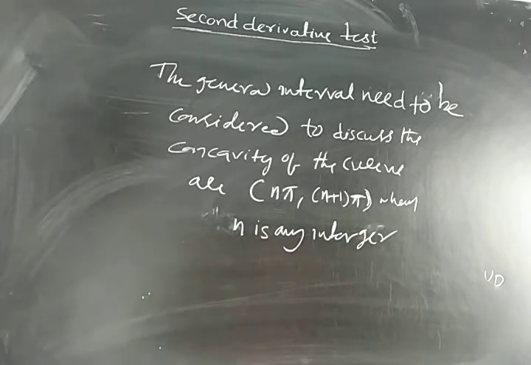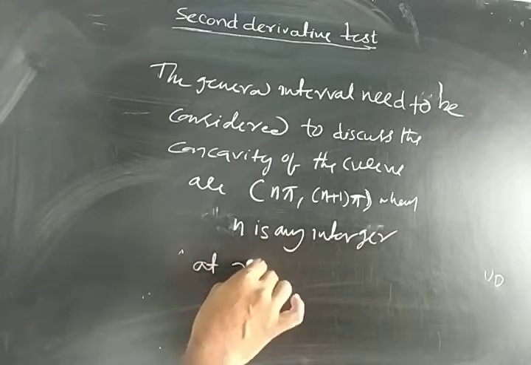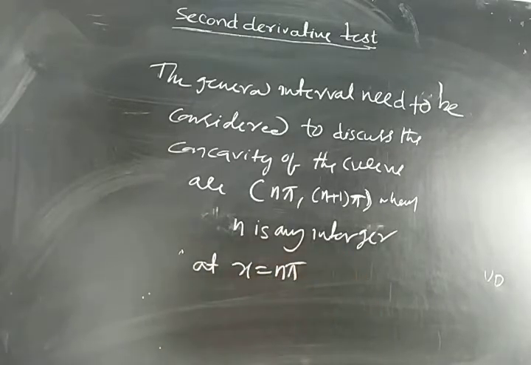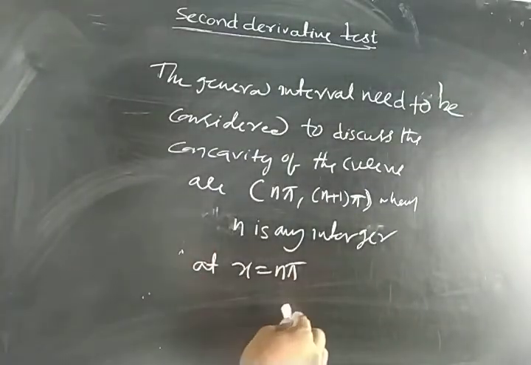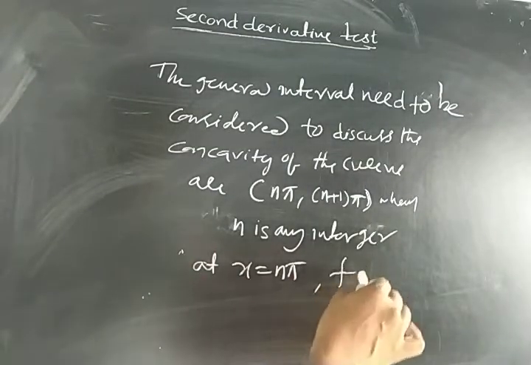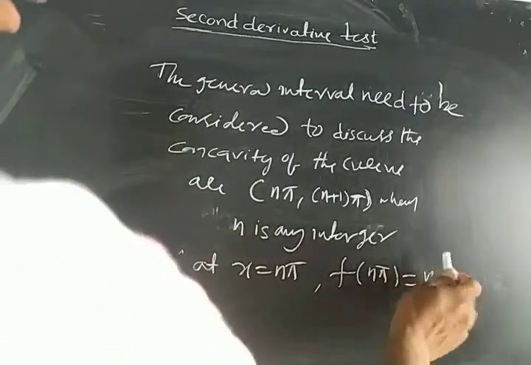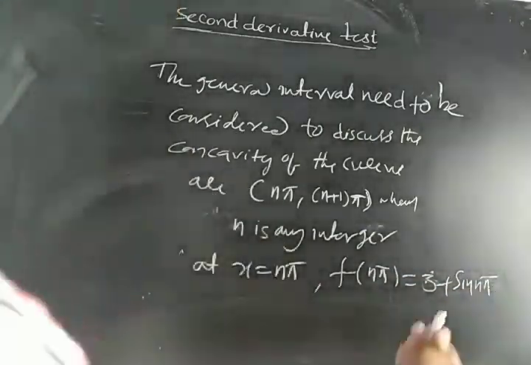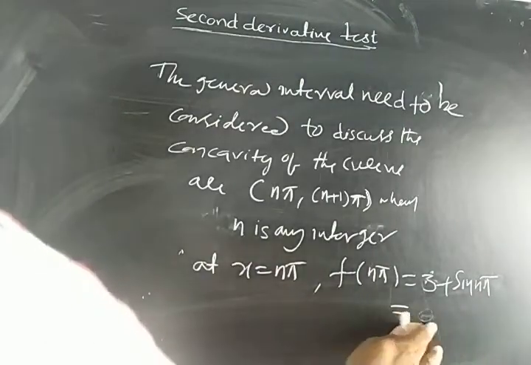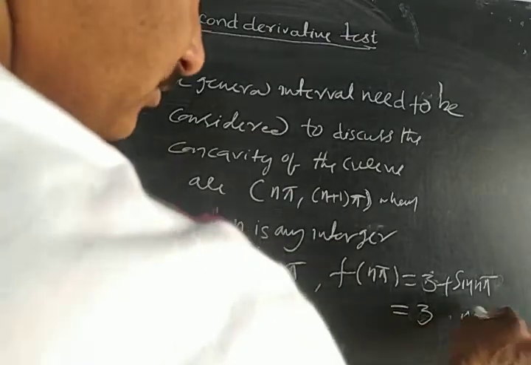So what are the points of inflection here? The points of inflection are at x equal to n pi, because the second derivative f double dash of x is 0 there. So if you put x equal to n pi in the function, you will get 3 plus sin n pi. Sin n pi will be 0 for any integer n, for all n belonging to Z.